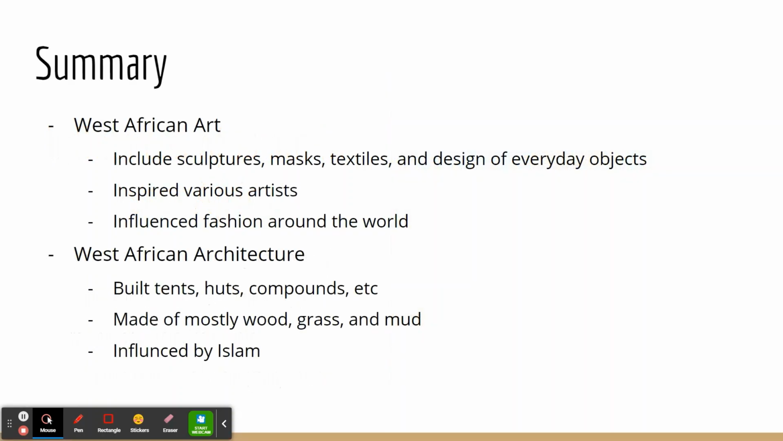Summary. West African art included sculptures, masks, textiles, and design of everyday objects. It inspired various artists including Picasso. It also influenced fashion around the world. West African architecture: they built tents, huts, compounds, etc. They are made mostly of wood, grass, and mud. Their architecture is influenced by Islam.